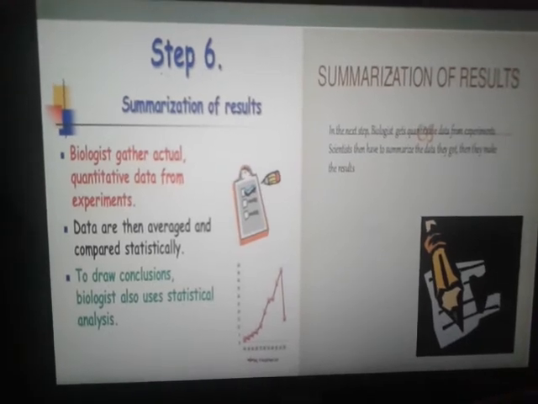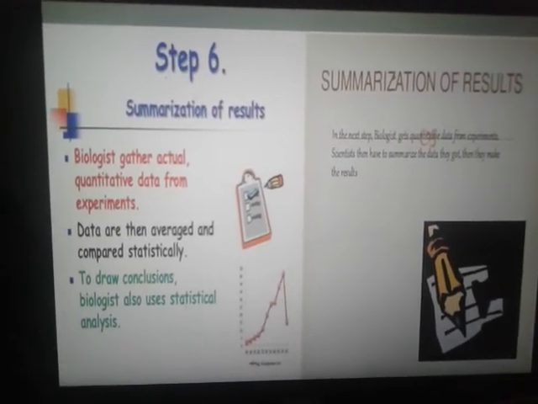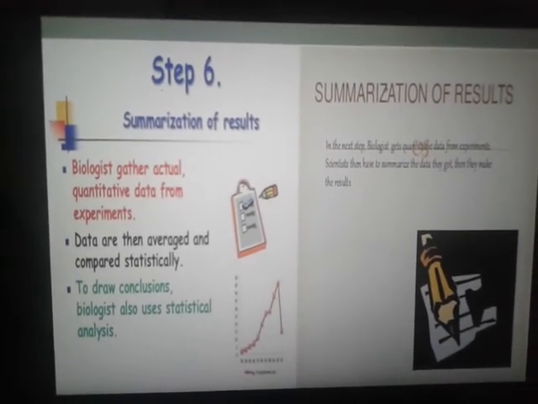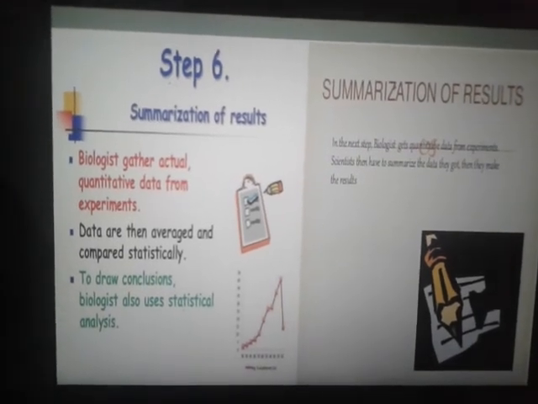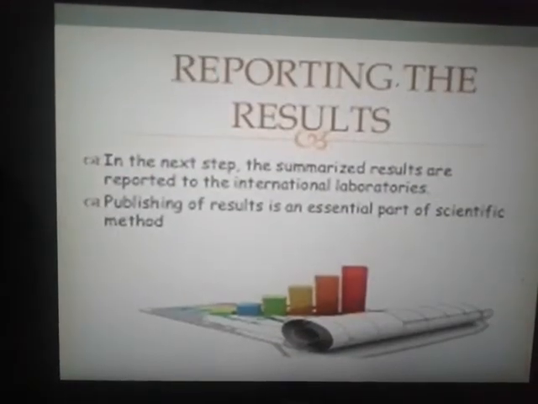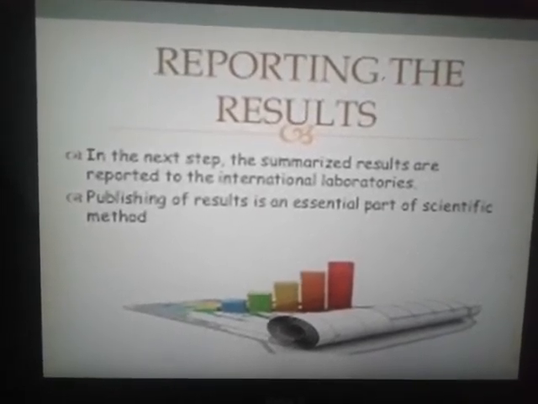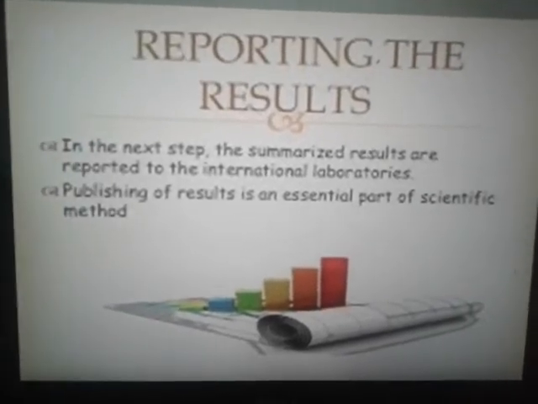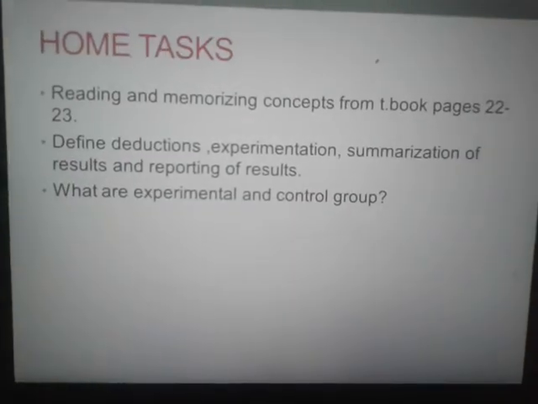Summarization of results. Biologists gather actual quantitative data from experiments. Data are then averaged and compared statistically. To draw conclusions, biologists also use statistical analysis. Reporting the results. In the next step, the summarized results are reported to the international laboratories. Publishing of results is an essential part of scientific method.